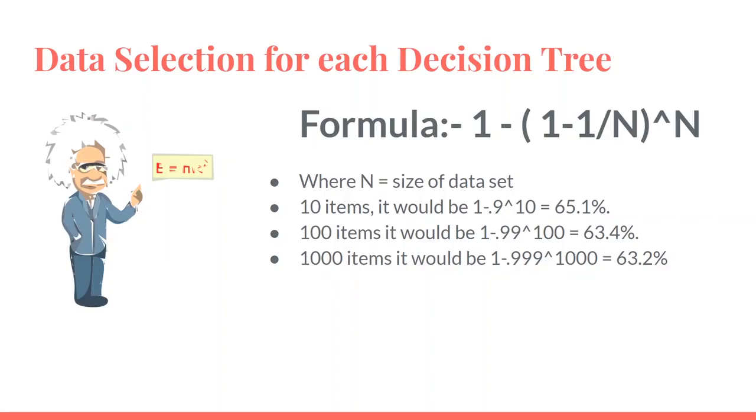Again, for 100 items, if we calculate using this formula, we get 63%, which means that 63 items out of 100 you should be feeding to each of your decision trees. Again, if you try to calculate using 1000 items, you will again converge to 63%. So basically 63% is the converged percentage of training data that we should be feeding to each of your decision trees.